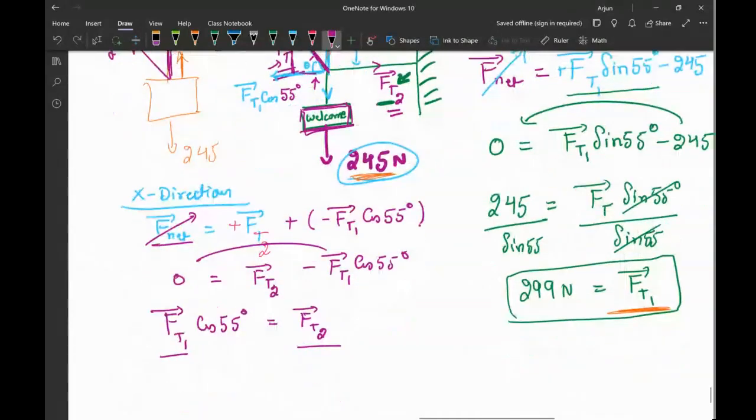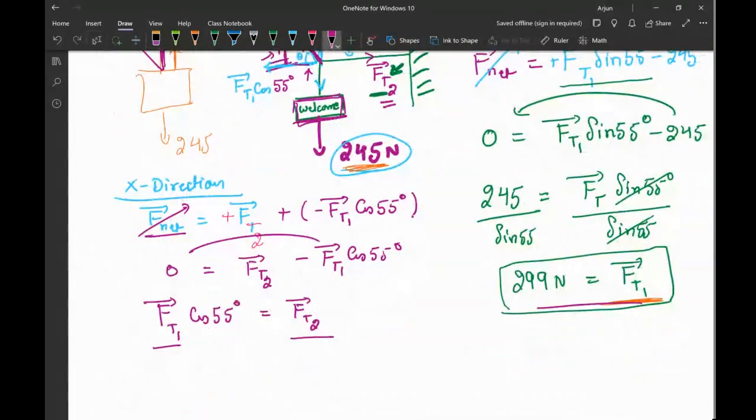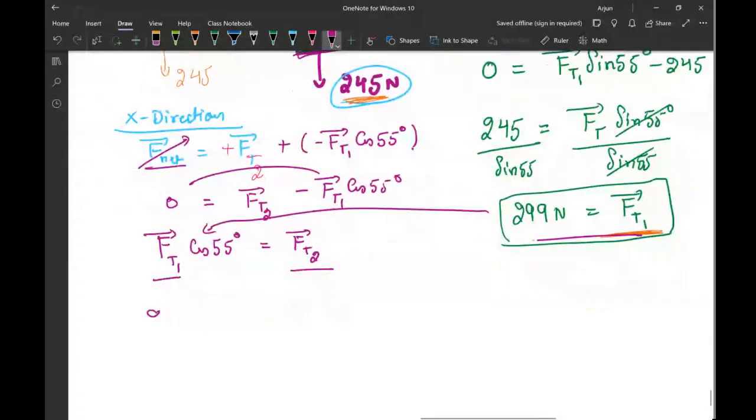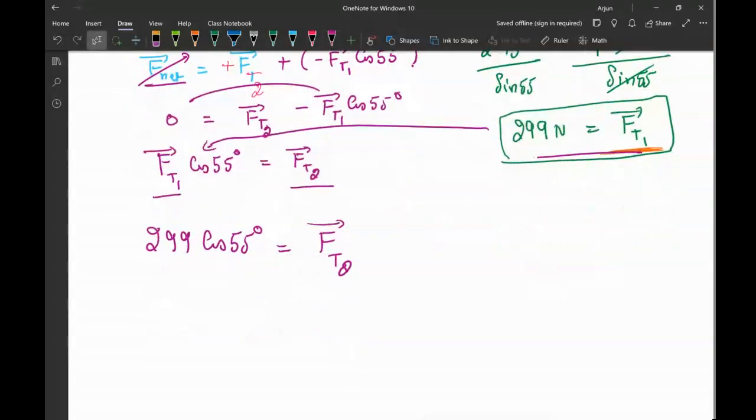So hopefully you are clear about that. So we figured out ft1 here. Now this value I'm going to put back in this equation. So 299 cos of 55 degrees will give me ft2, and that's going to be approximately equal to 172 Newton.